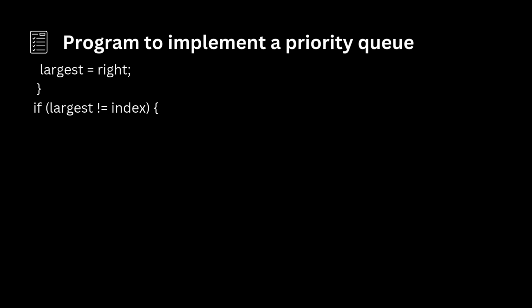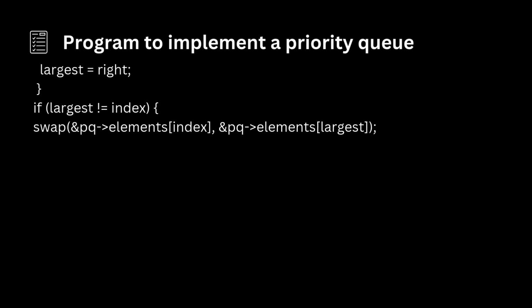If largest is not equal to the original index, it means that one of the children has a higher priority than the current element. In this case, it swaps the elements at index and largest to maintain the heap property. Finally, if a swap occurred, it recursively calls heapify down on the index where the largest element was moved to. This ensures that the heap property is maintained down the tree until no further swaps are needed. In essence, heapify down sinks the element at the given index down the heap until it finds its correct position, ensuring that the heap remains ordered according to the priority.